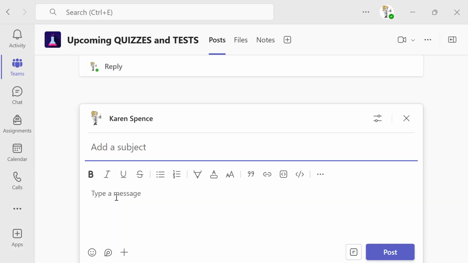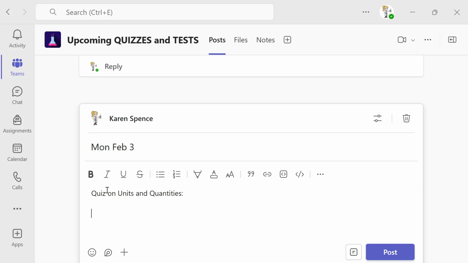While we're here, let's start a post, because on Monday, which is going to be February the 3rd, there's going to be a quiz on units and quantities. So it is just the table. Liters, meters, moles and Kelvin, kilograms and seconds.